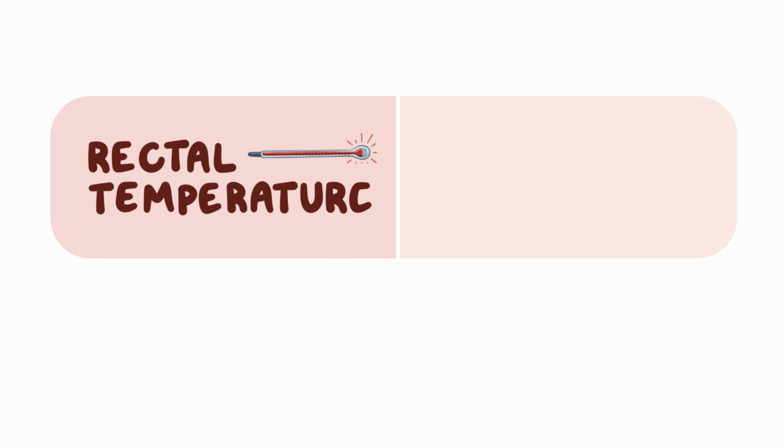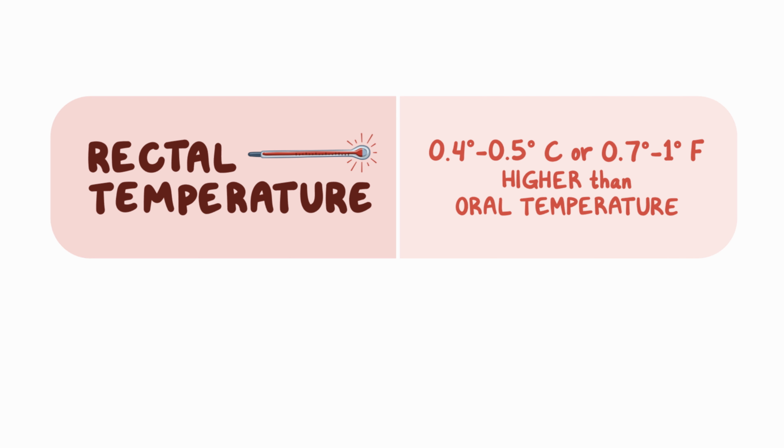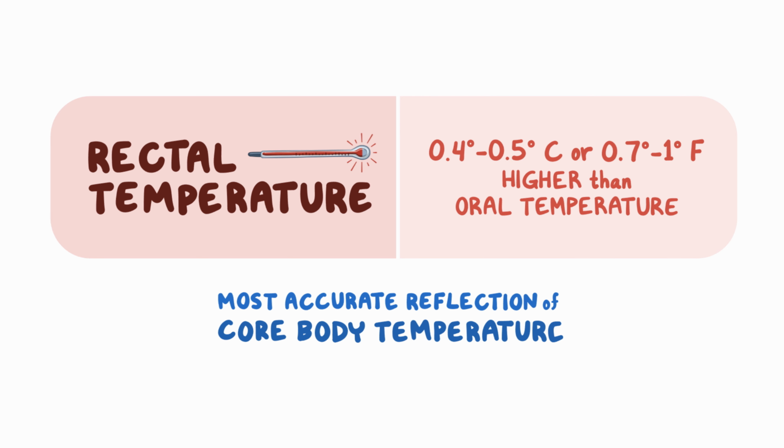Fred's rectal temperature will be 0.4 to 0.5 degrees Celsius, or 0.7 to 1 degree Fahrenheit, higher than Fred's oral temperature. This is the most accurate reflection of his core body temperature.